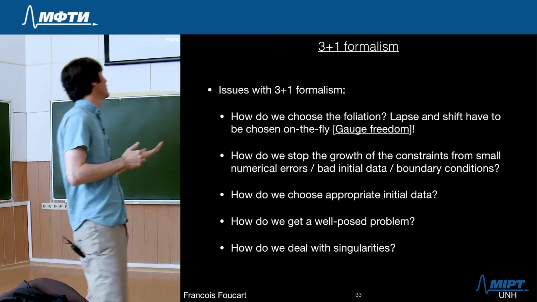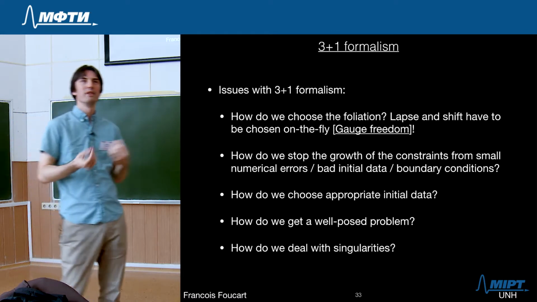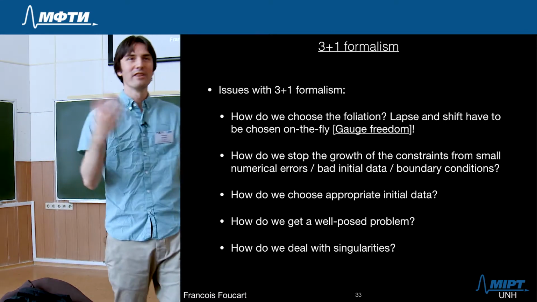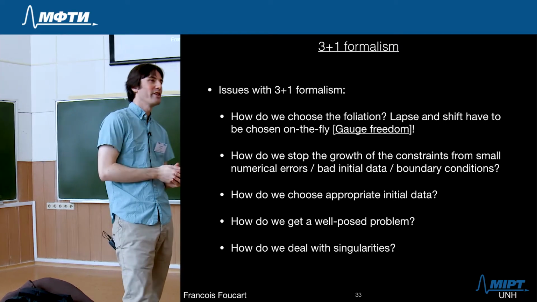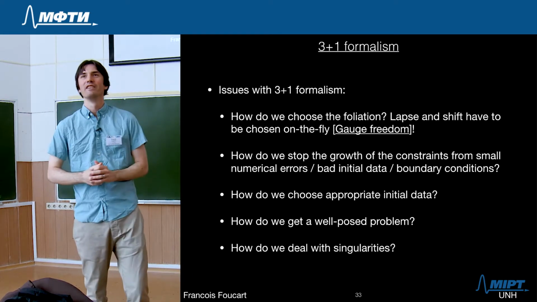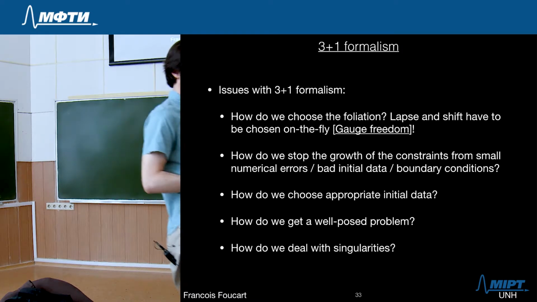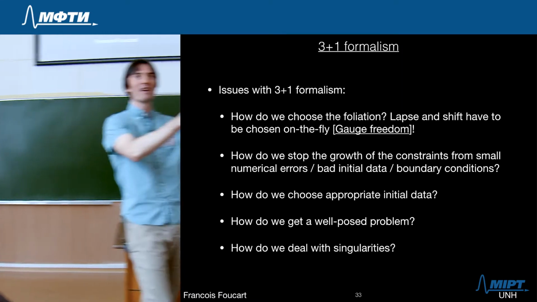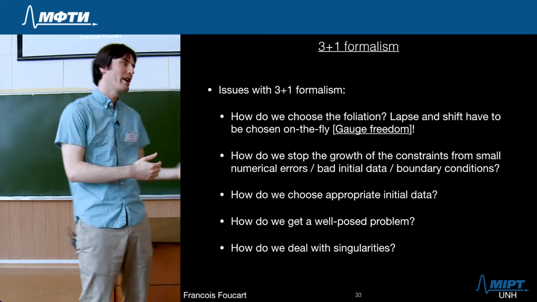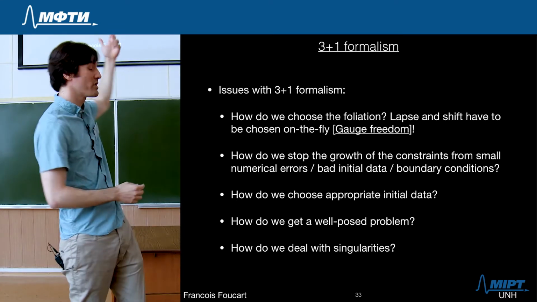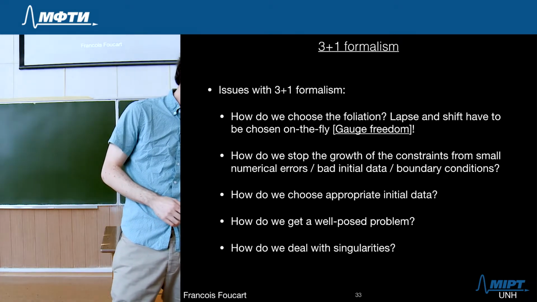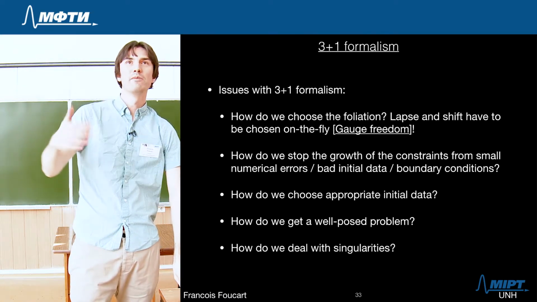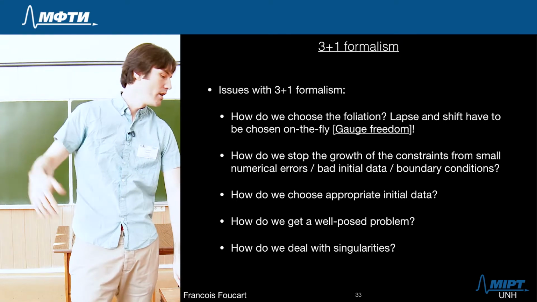And finally, how do you deal with singularities? You have black holes. You're trying to evolve black holes. Black holes have a singularity. Singularities are not good for numerical simulations. So how do you make sure that you avoid having your numerical simulations run into those infinities at the black hole and blow up? That is actually related to the question of the choice of lapse and shift, and that was one of the main roadblocks to get simulations of binary black holes to work in general relativity.